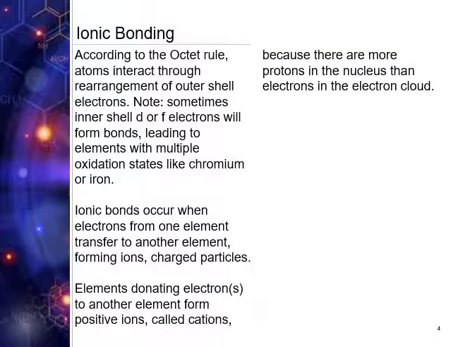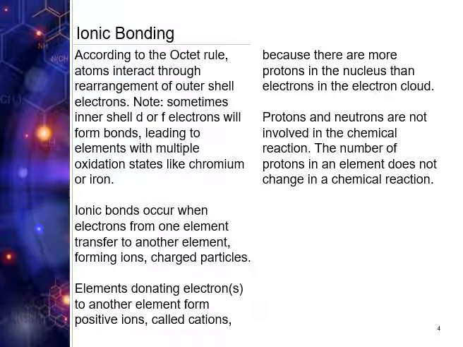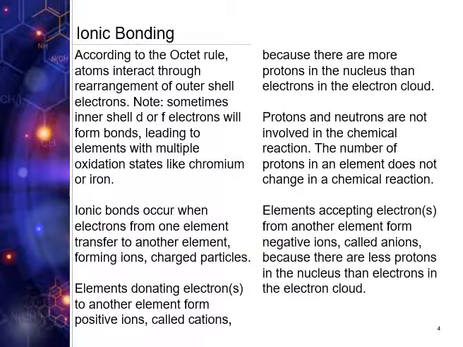Elements donating electrons to another element form positive ions called cations because there are more protons in the nucleus than electrons in the electron cloud. Protons and neutrons are not involved in the chemical reaction. The number of protons in an element does not change in a chemical reaction.